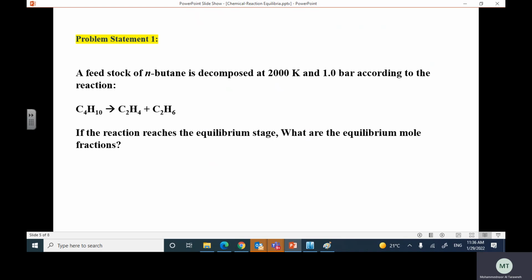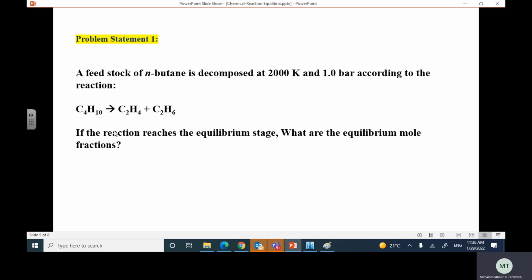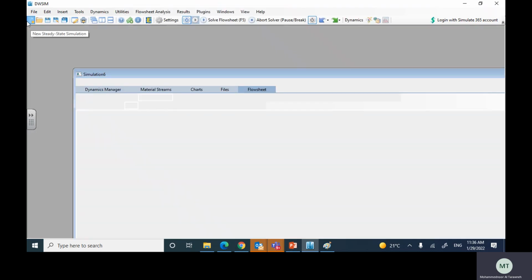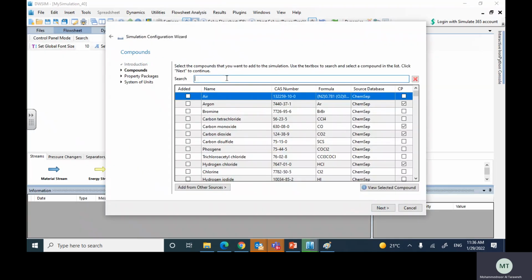So let's apply the stoichiometric method based on this problem statement. We have a feedstock of N-butane that is decomposed at 2000 Kelvin and 1 bar. According to these reactions, N-butane gives us ethylene plus ethane. If the reaction reaches the equilibrium stage, what are the equilibrium mole fractions? Let's assume we have an initial molar flow rate of 10 moles per second. So let's open the DWSIM software and choose a new steady state simulation. Click next.